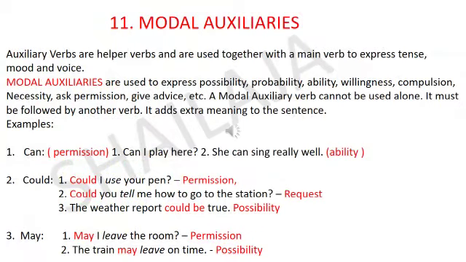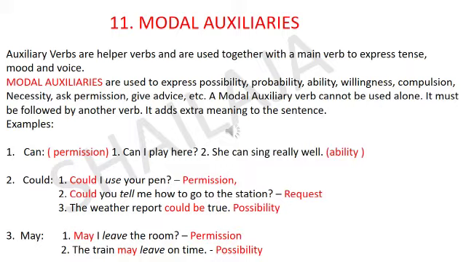Modal auxiliaries. Auxiliary verbs are helper verbs and are used together with a main verb to express tense, mood, and voice. Also, they show the attitude of a speaker. Modal auxiliaries are used to express possibility, probability, ability, willingness, compulsion, necessity, to ask permission, give advice, etc. A modal auxiliary cannot be used alone. It must always be followed by another verb, which you can see in italics. It adds extra meaning to the sentence.